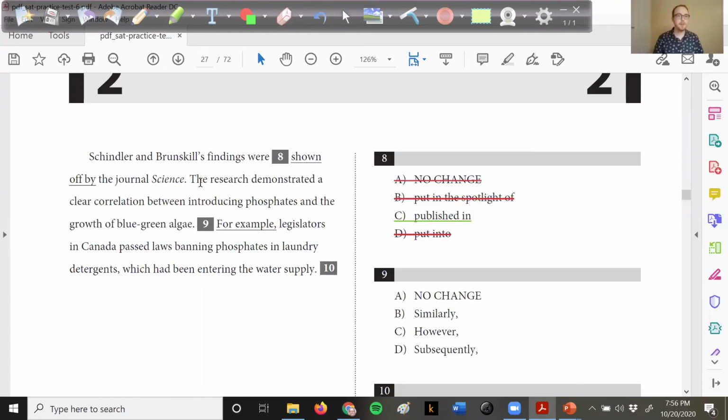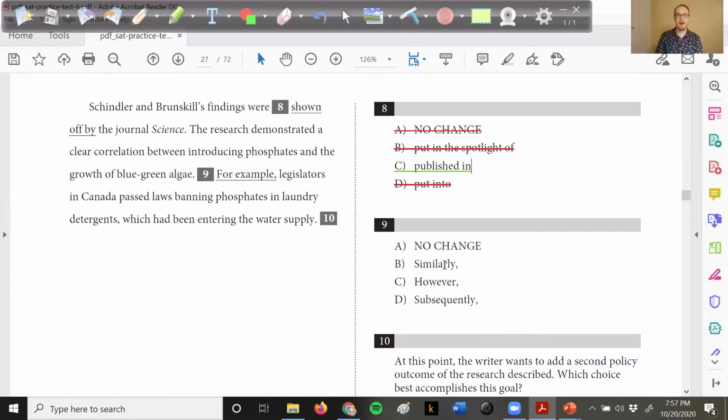The research demonstrated a clear correlation between introducing phosphates and the growth of blue-green algae. For example, legislators in Canada passed laws banning phosphates in laundry detergents, which had been entering the water supply. So what are we being tested on? Let's look at the options. We have similarly, however, and subsequently.